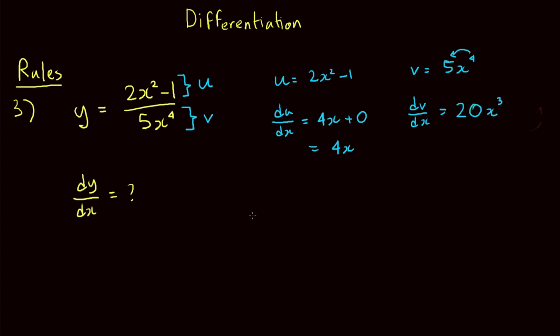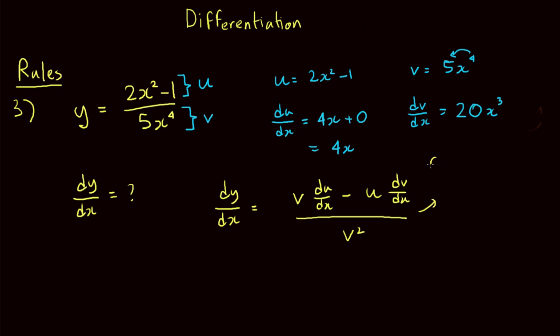So when we try to find the dy dx, simply it is just v du dx minus u dv dx over v squared. So this rule is what we call the quotient rule. This is what we call the quotient rule. So how do we solve this?